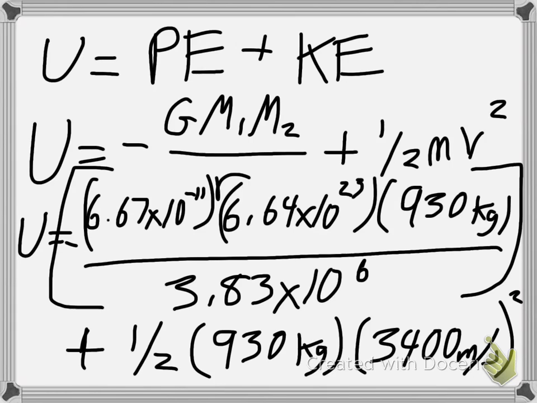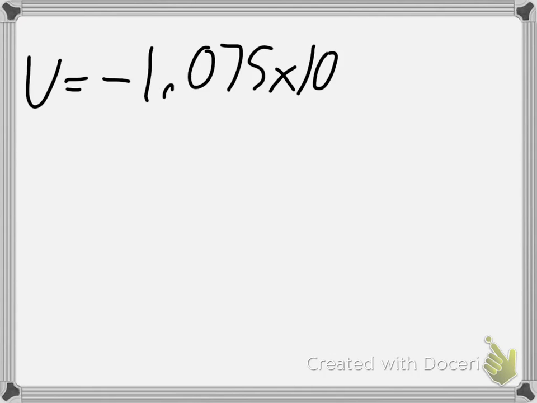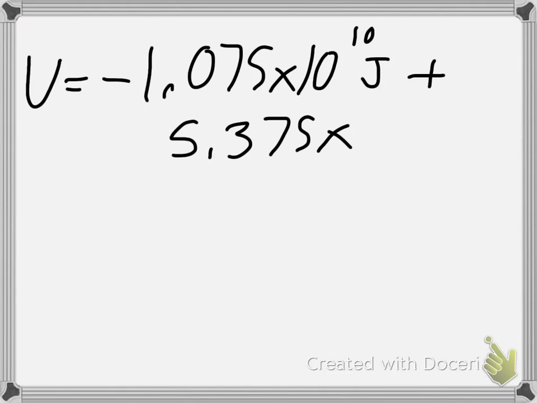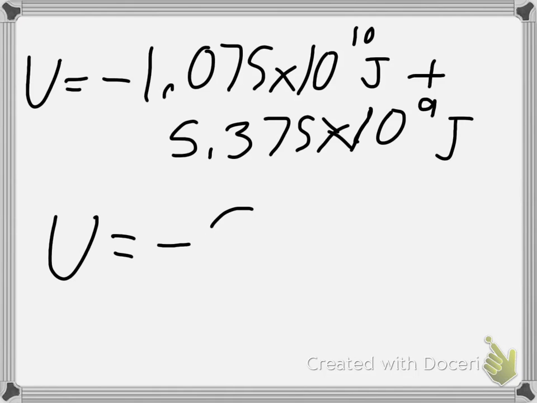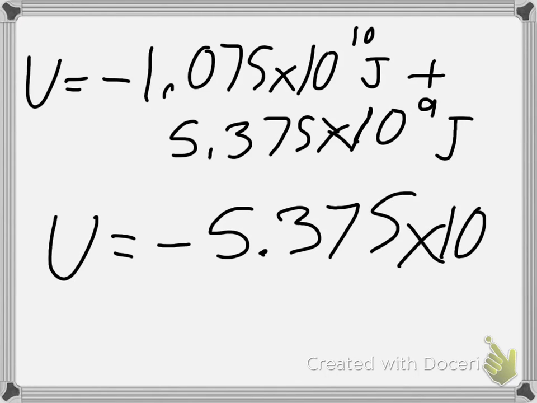squared. So we have this great big formula, and if we calculate it out, we get that the potential energy is negative 1.075 times 10 to the 10th joules, and the kinetic energy will be a positive 5.375 times 10 to the 9th joules. And if we add those up, our total mechanical energy is negative 5.375 times 10 to the 9th joules.